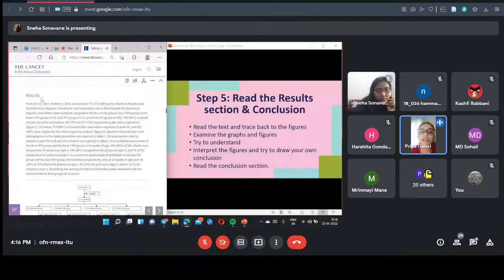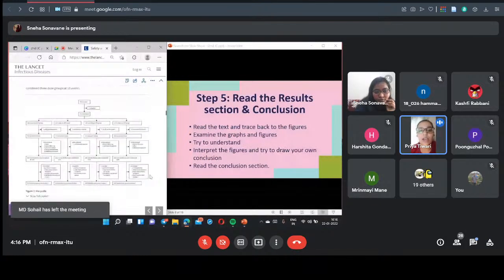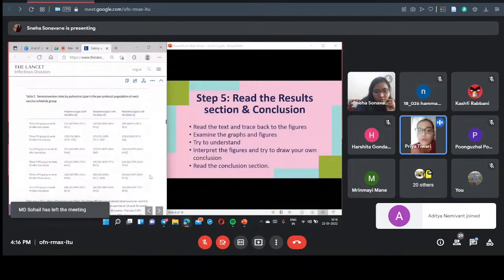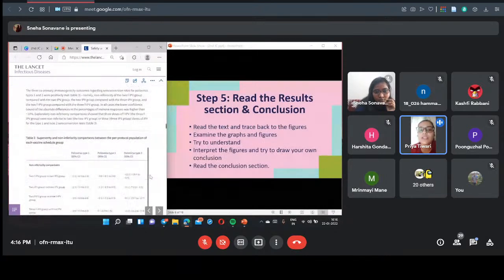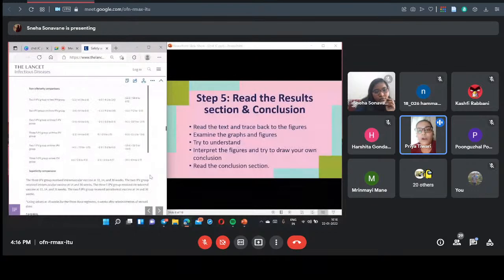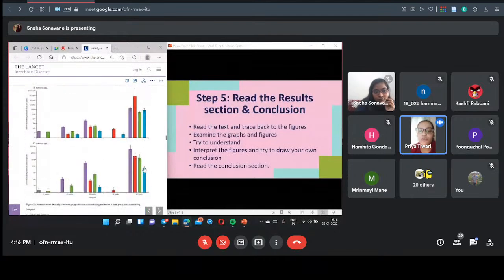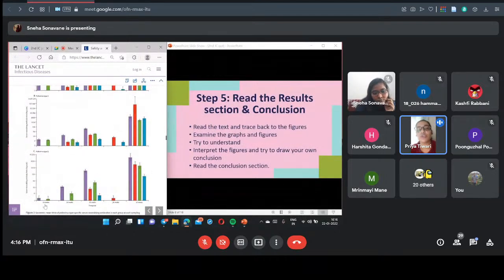You have to examine the graphs and the figures yourself, understand them, and then interpret the graphs and figures on your own and draw the conclusions on your own, that why this result was obtained and what kind of conclusion you will get from this. And then you will read the conclusion and compare the conclusion which the author has written with the conclusion that you have drawn yourself. So yeah, over here you can see the graphs which are mentioned in the results section.